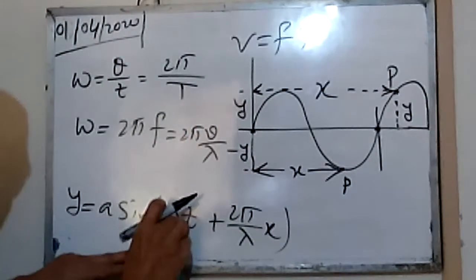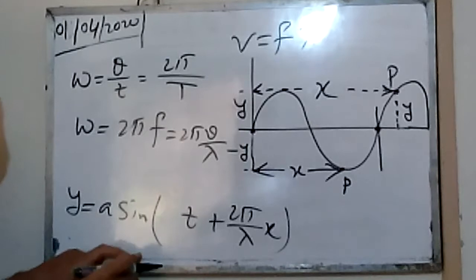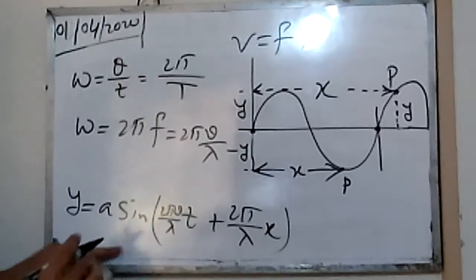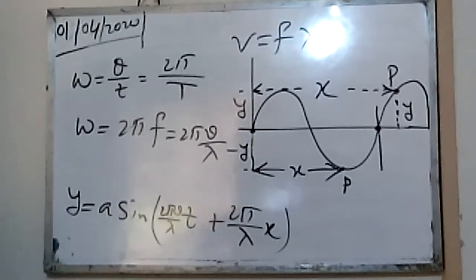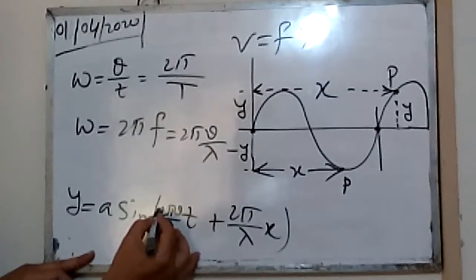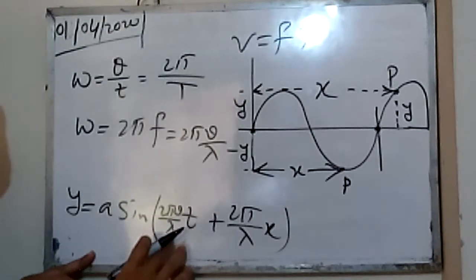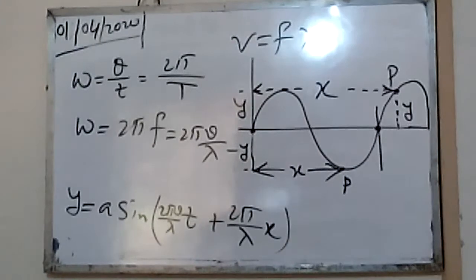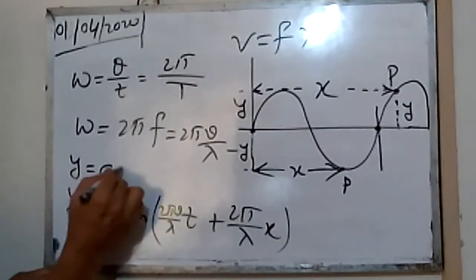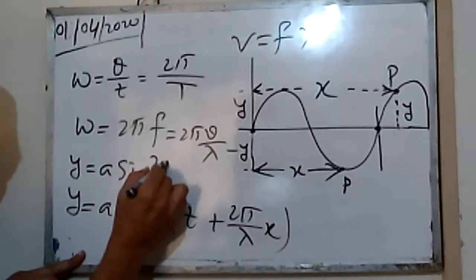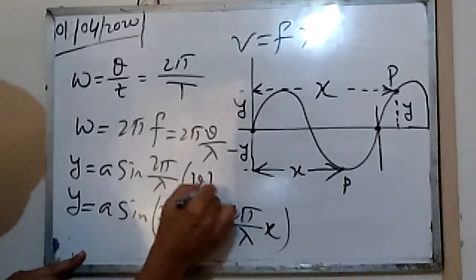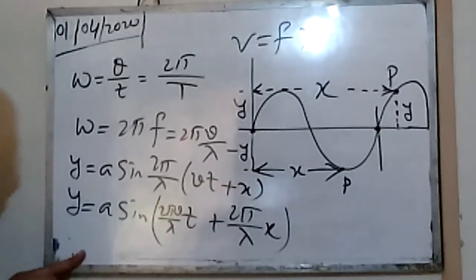Okay, now here we put this value of 2 pi v by lambda. Now you can take 2 pi by lambda outside of this equation, then y equal to a sine of 2 pi by lambda times (vt plus x).